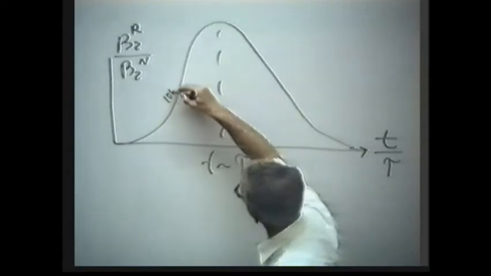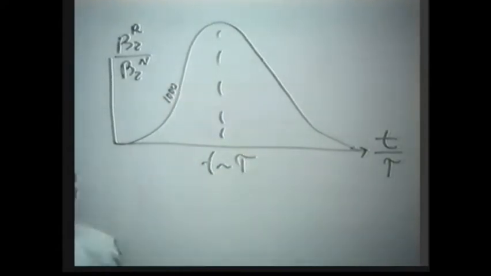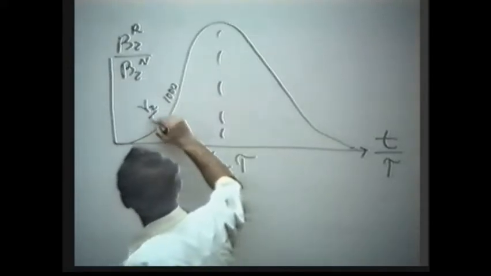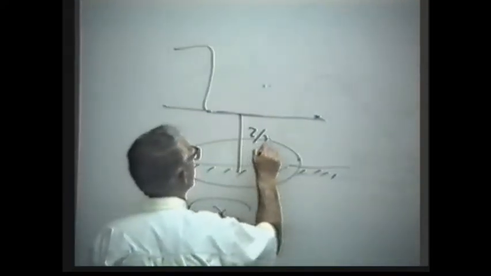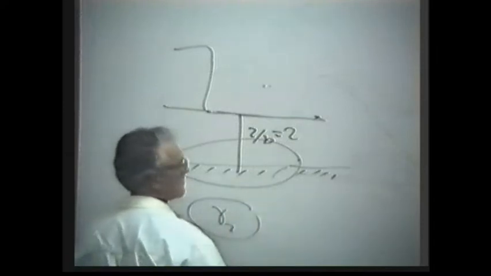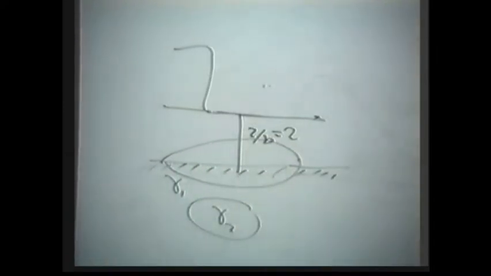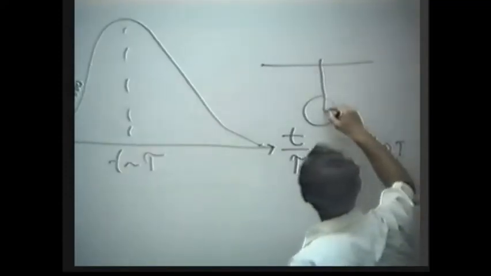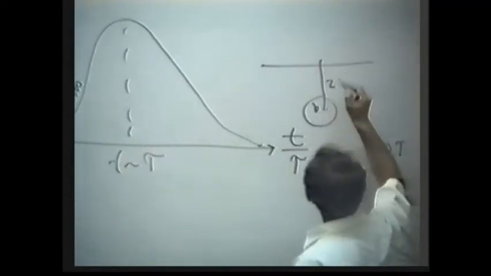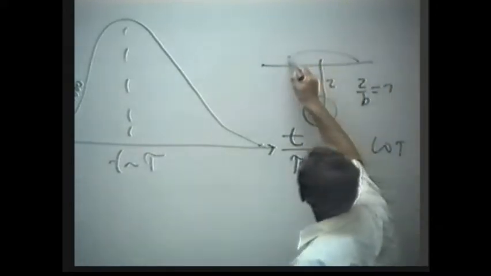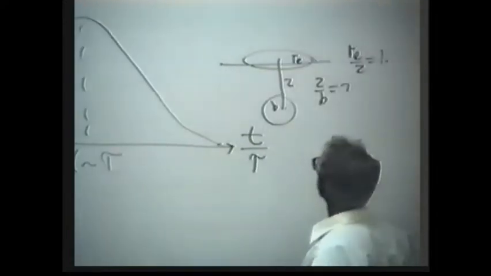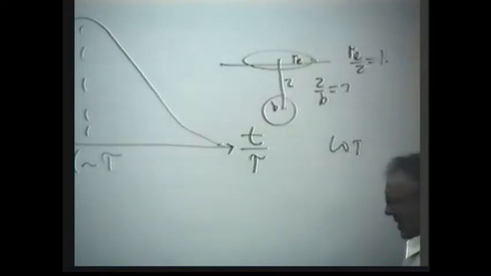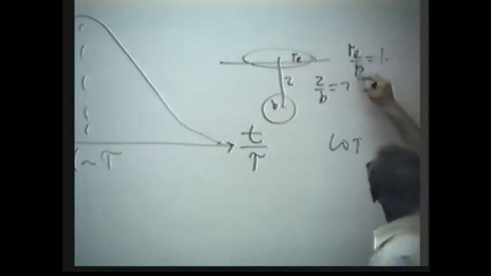For example, suppose the ratio of conductivity is 1000, where the ratio of conductivity is gamma 2 over gamma 1. Suppose the same Z over B, 2. It's better to do it here. Our conductor, that's Z, that's B radius, Z over B 2, R L over C 1. Now, R L over B, I see something wrong.